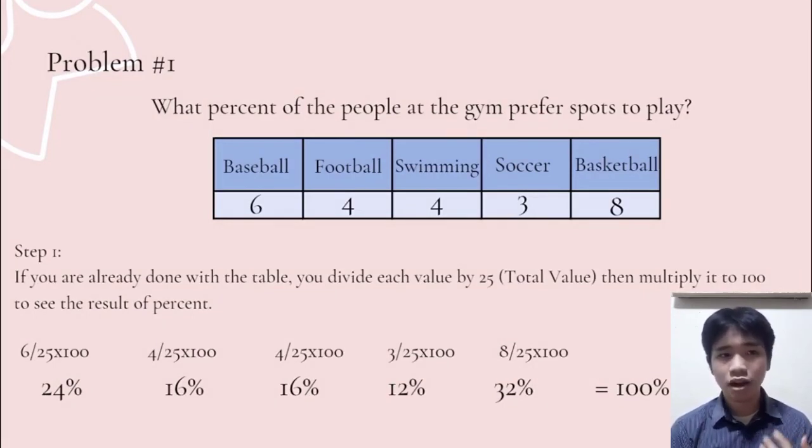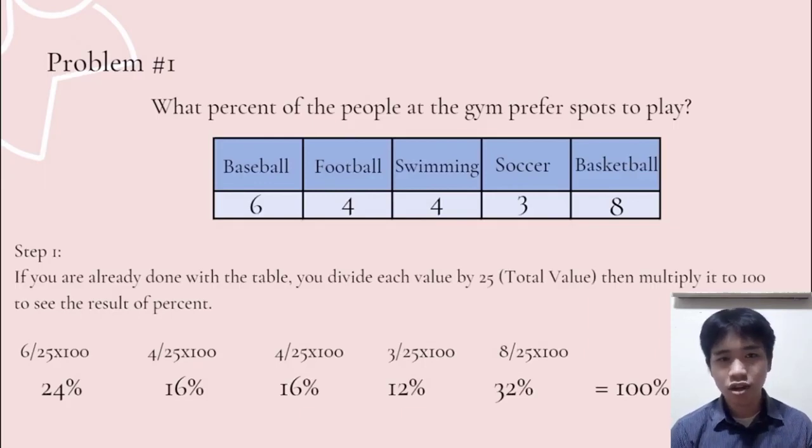and multiply it by 100 to get the percentage. So in baseball, 6 divided by 25 and multiply by 100, we get 24%. And for football, 4 divided by 25 multiplied by 100, we get 16%. And for swimming, 4 divided by 25 multiplied by 100, we also get 16%.